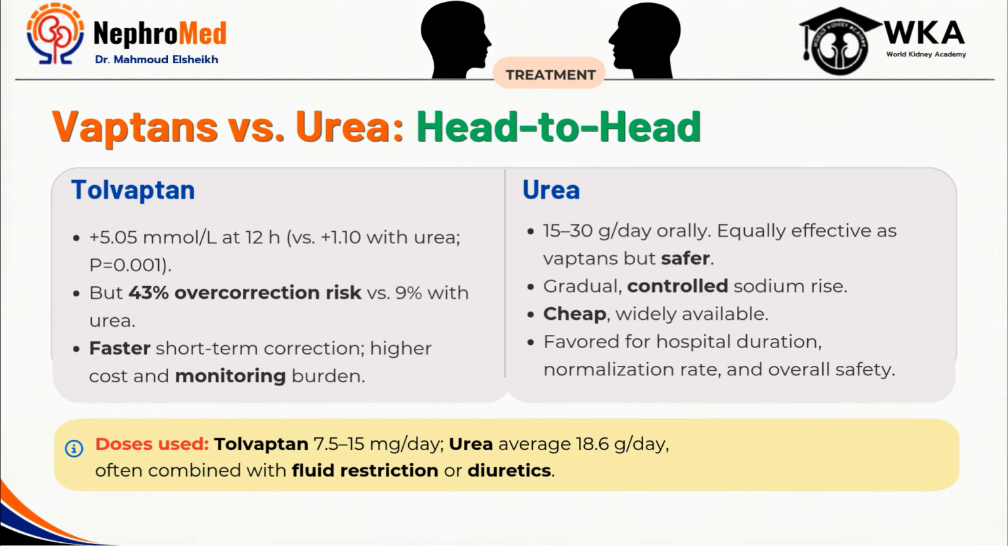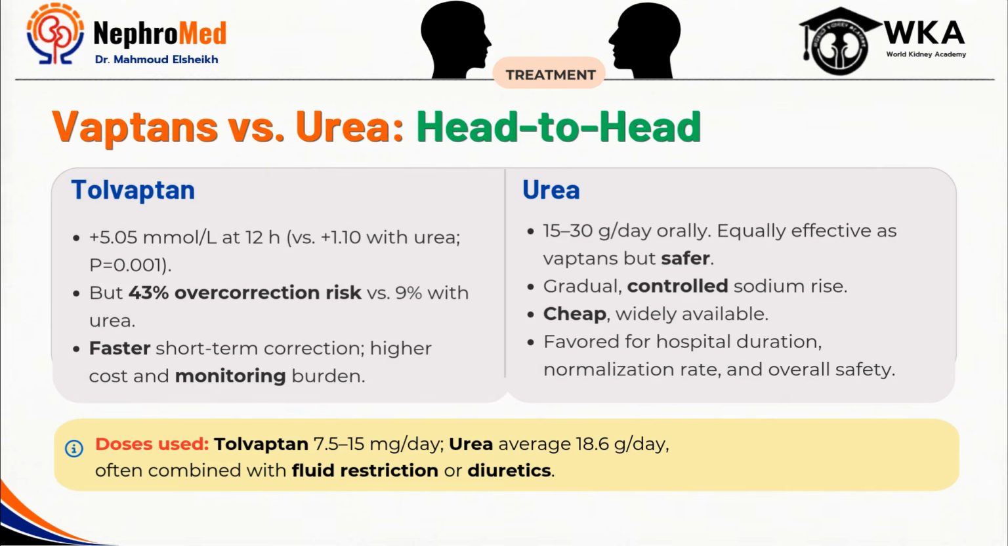Starting with vaptans, vaptans block the V2 vasopressin receptor in the collecting duct, producing aquaresis, meaning excretion of electrolyte-free water. This often results in a relatively rapid rise in serum sodium. In comparative studies, sodium increased by approximately 5 millimoles per liter within 12 hours, substantially faster than with urea.